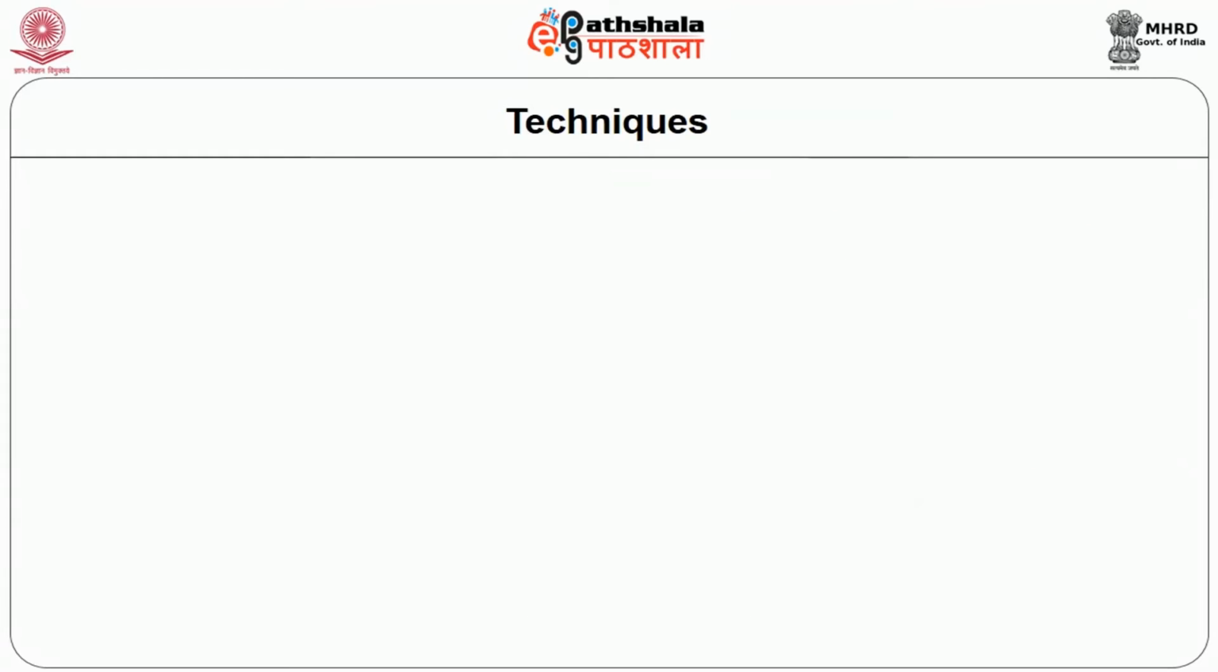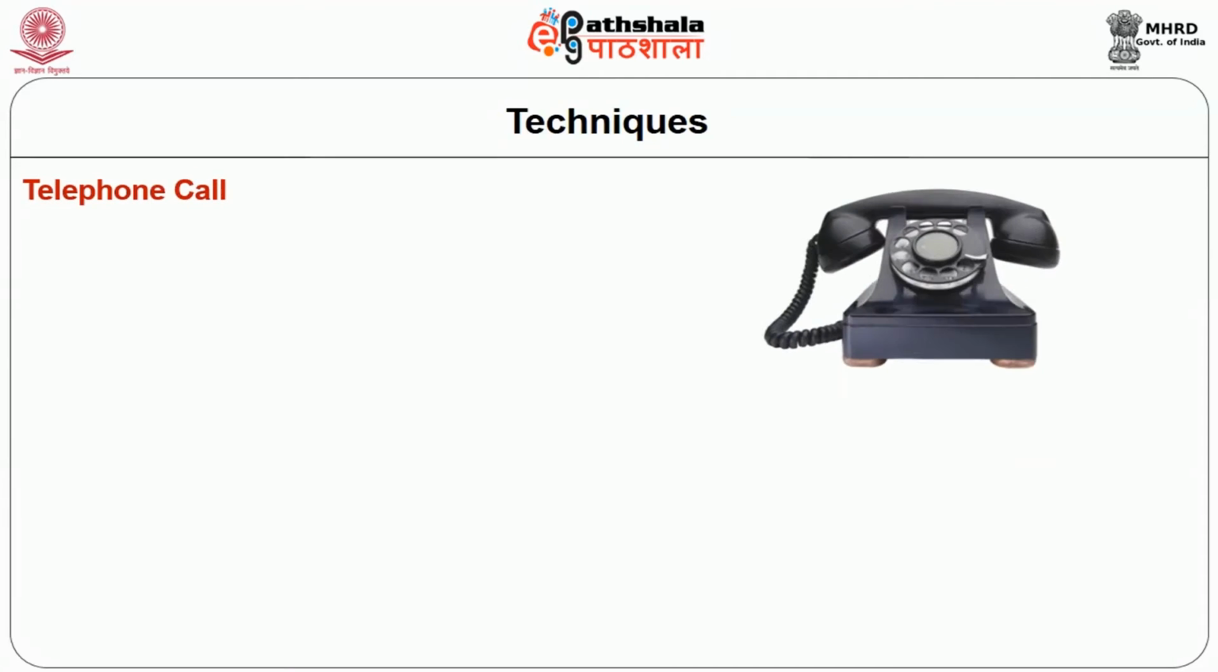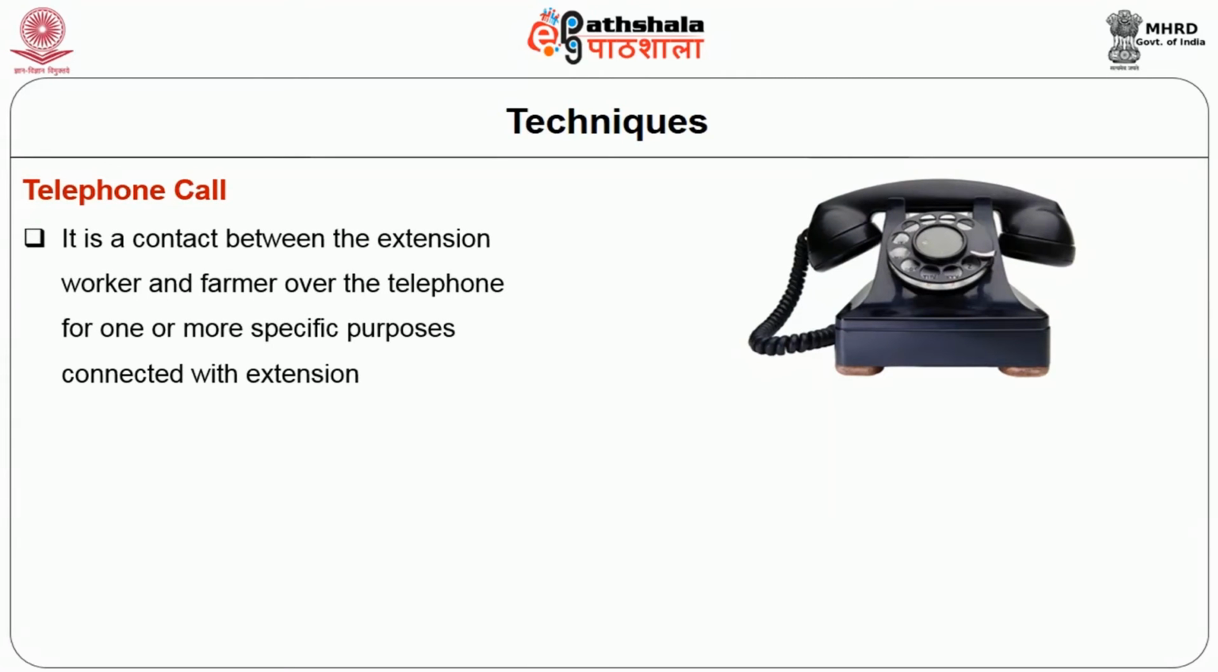Another method which falls under the individual contact methods is the telephone call. It is a contact between the extension worker and the farmer over the telephone for one or more specific purposes connected with the extension.